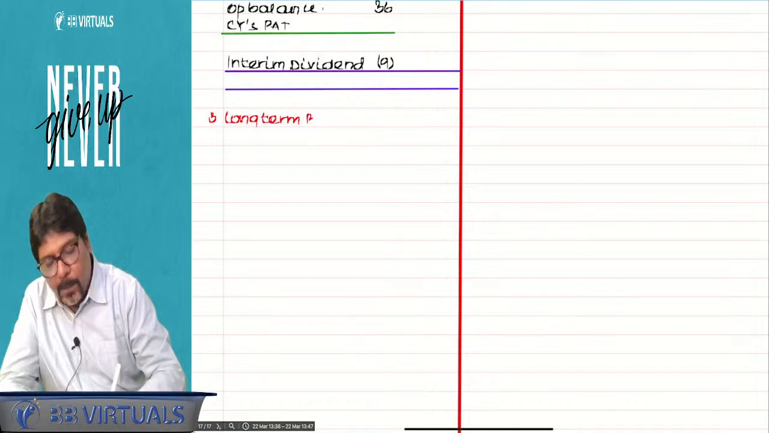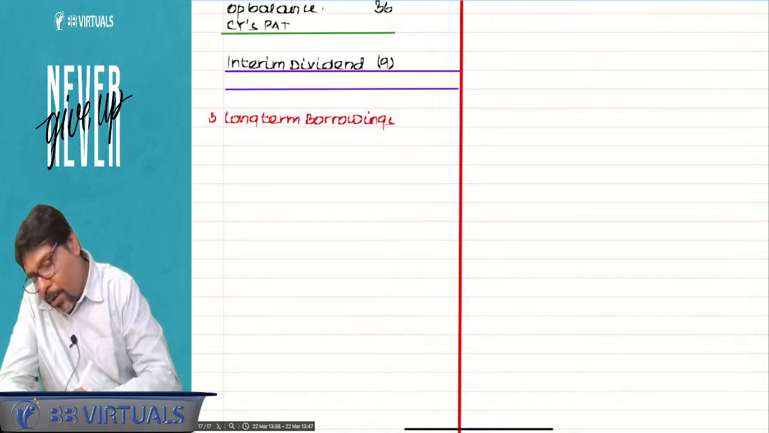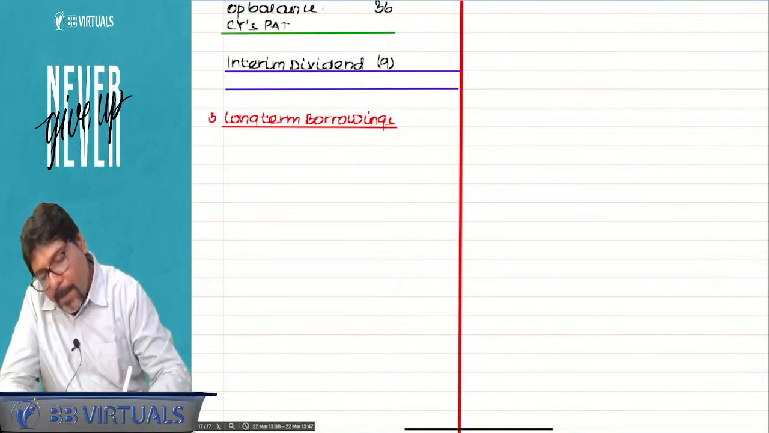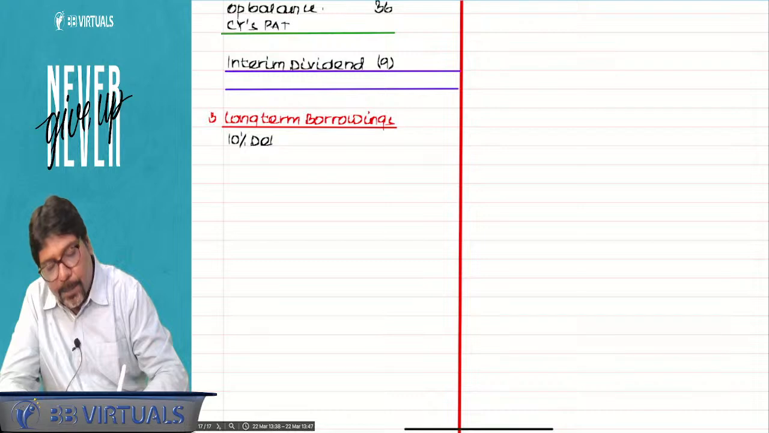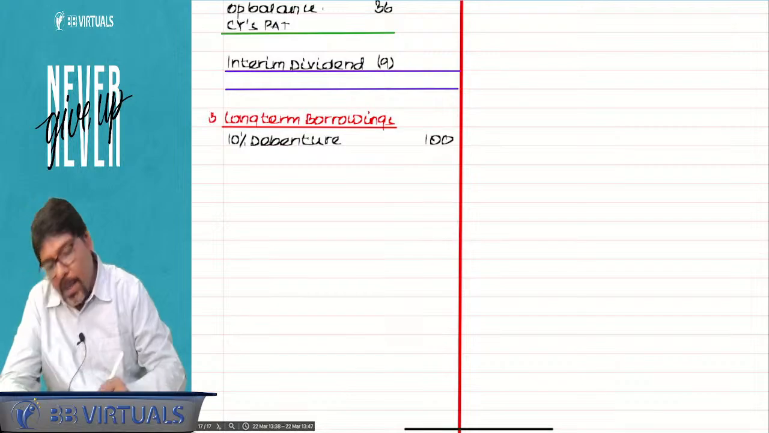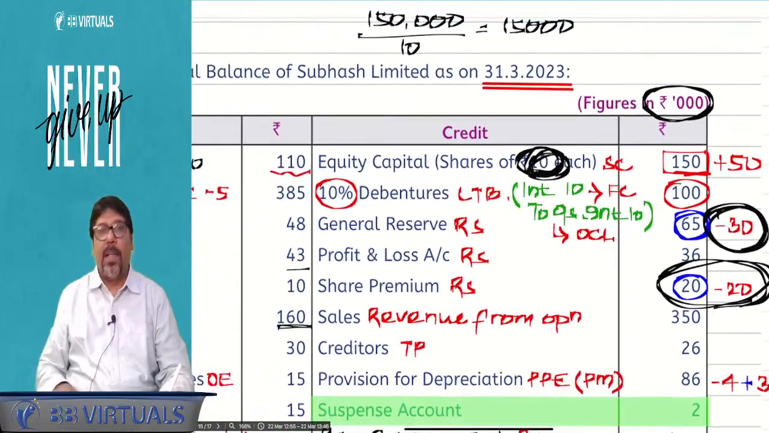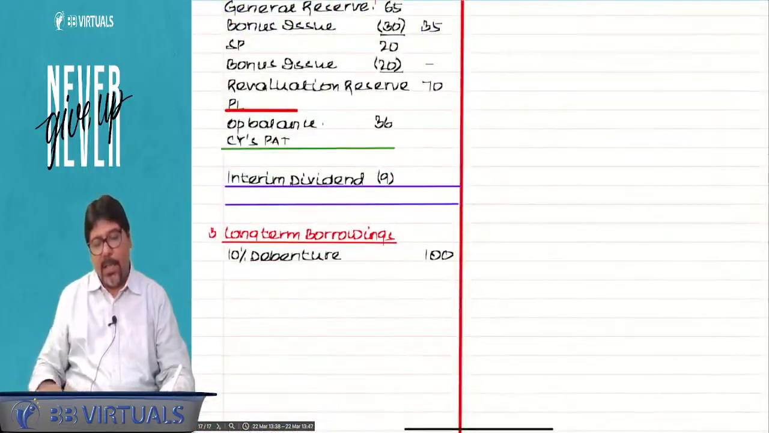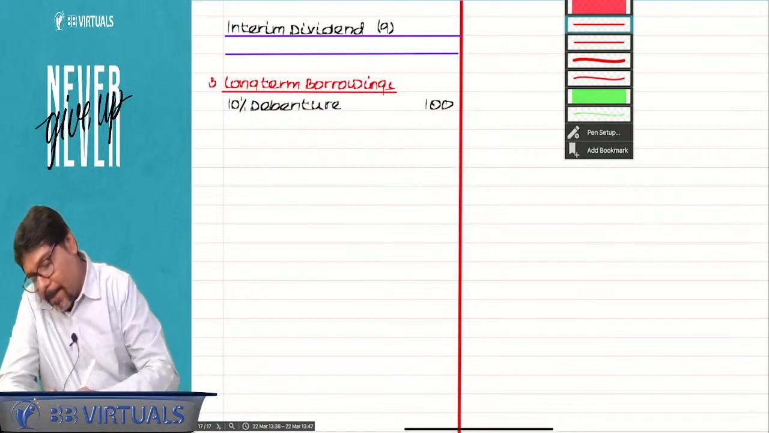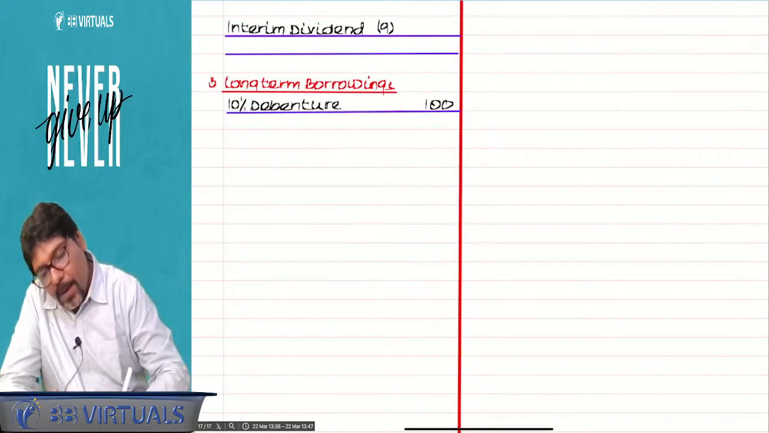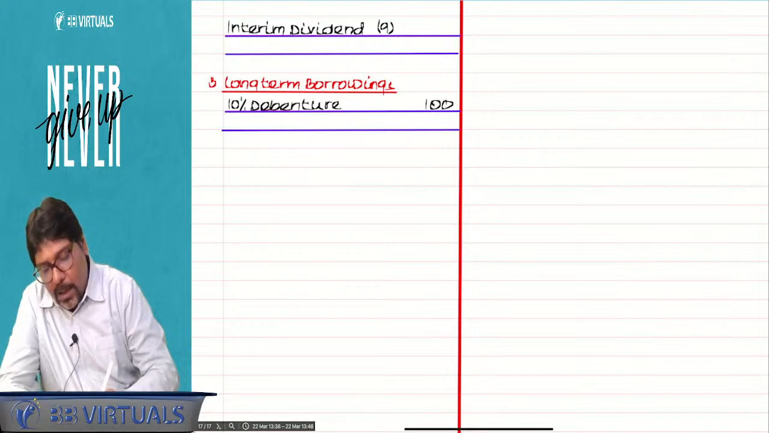Term borrowings. Long-term borrowings, what do we have? We have got 10% debenture. 10% debenture, how much? 100 rupees. Here it is. Correct? Yes, sir. After that, how much? 100.